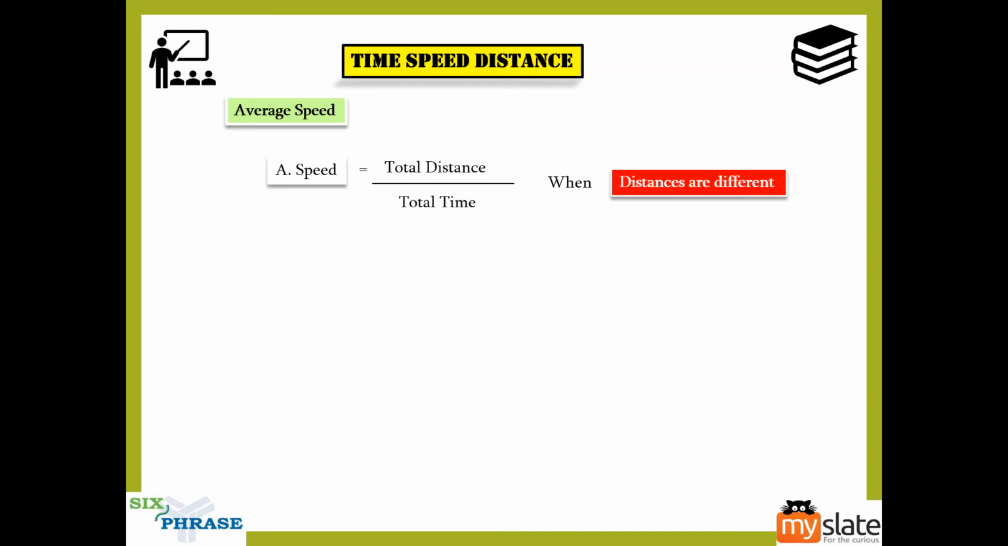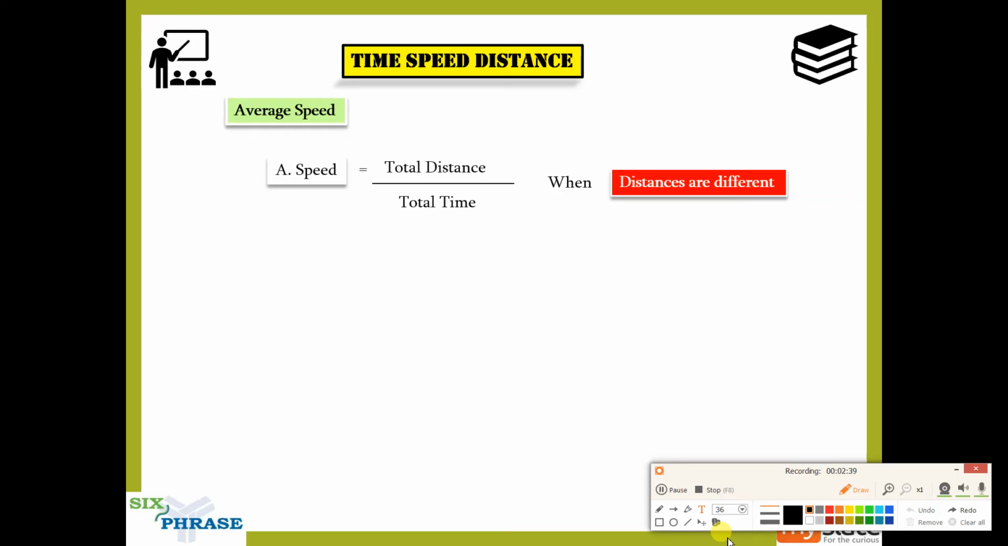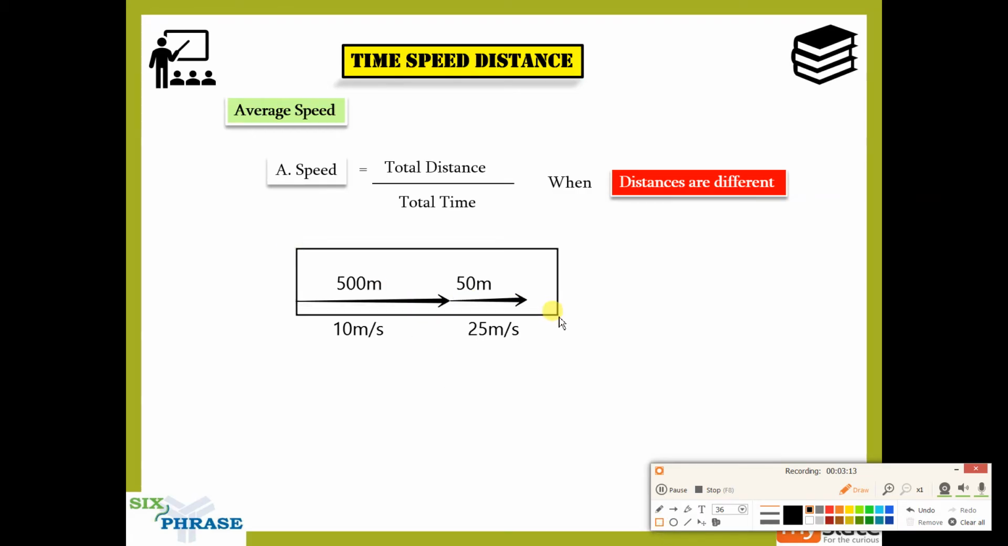Let us suppose the distance was the same. Let me give you a visual understanding of this. From here to here, then from here to here. This is 50 meters, and this is 50 meters. Here his speed is 10 meters per second, and in this stretch his speed is 25 meters per second. Now if they ask you to find the average speed, they'll ask you to find the average speed of this whole 550 meters.